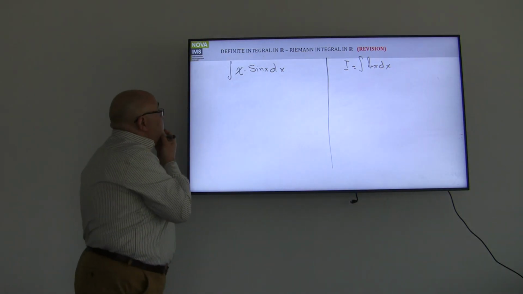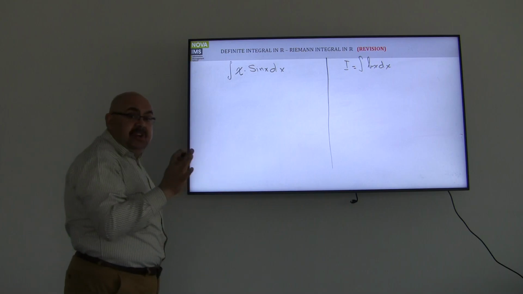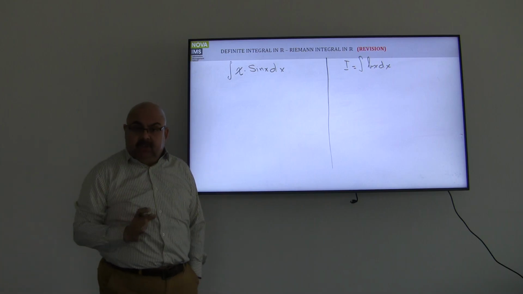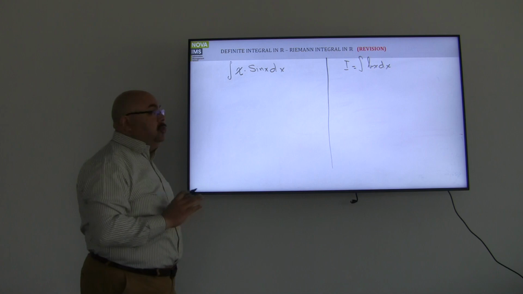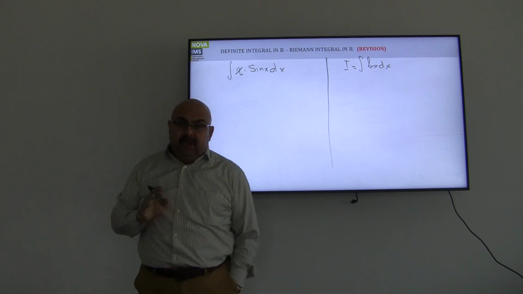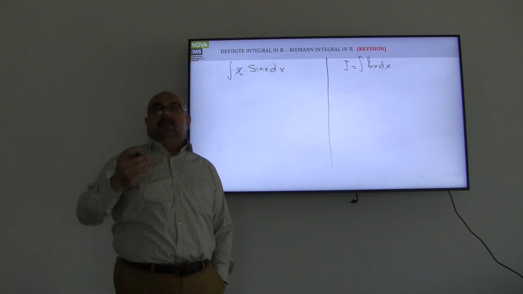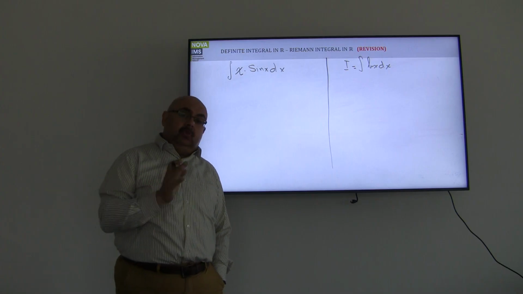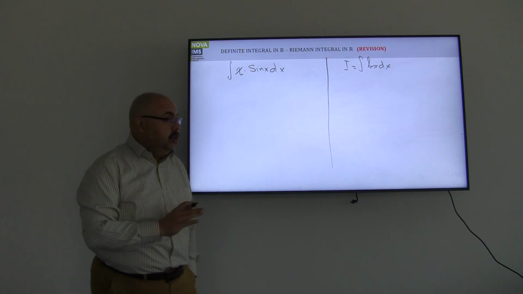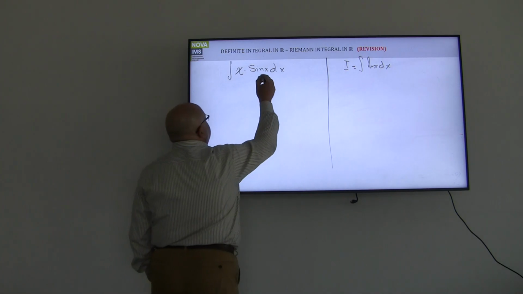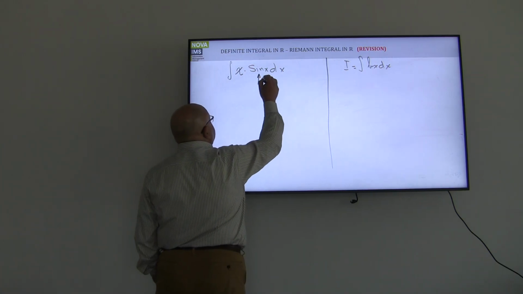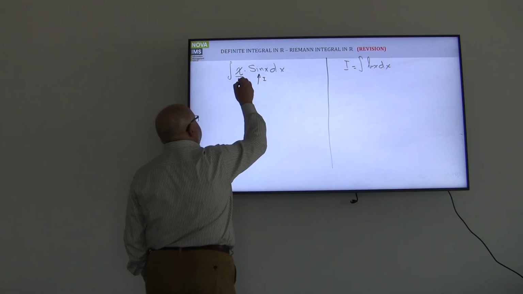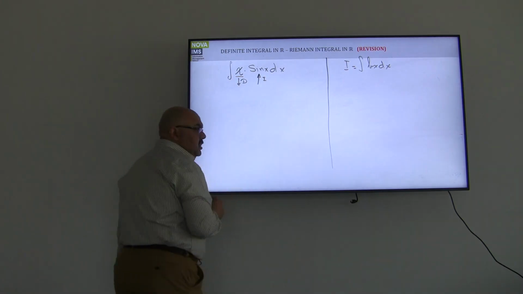For x times sine of x, this is clear. These are two functions multiplied by each other. So I will choose usually the polynomial part to be the differentiated part, and the other part to be the part that will be integrated. So simply I will integrate sine of x and will differentiate x, as you will see.